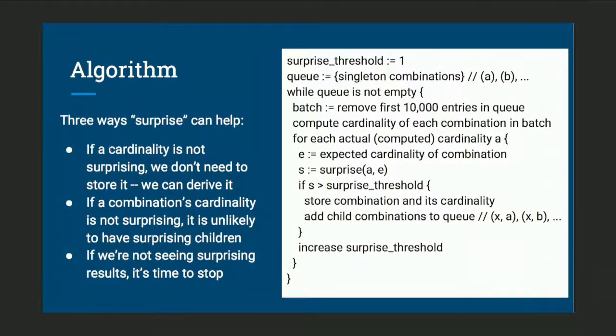So here's the algorithm. We use surprise in 3 ways. First of all, if something isn't surprising, we don't store it in the resulting model. Secondly, and this is a kind of an unproven hypothesis, I'd love to see a proof for it: if a combination of attributes doesn't have a surprising cardinality, then their children, adding extra attributes, isn't going to be surprising either. And lastly, if we stop seeing surprising results, then it's probably time to stop, because none of the descendants, adding more attributes to this model, is going to produce any extra information. So that's the algorithm we implemented.